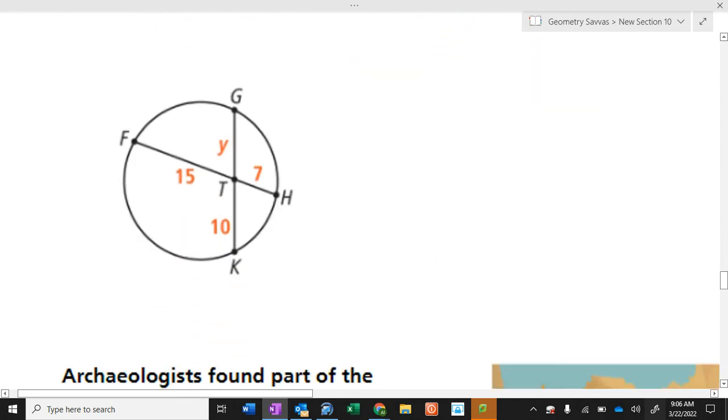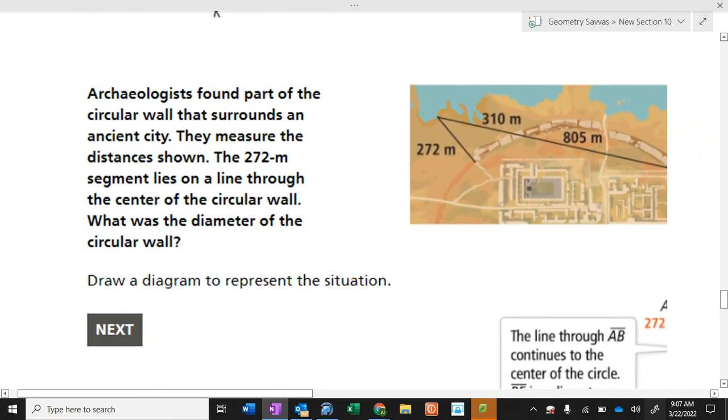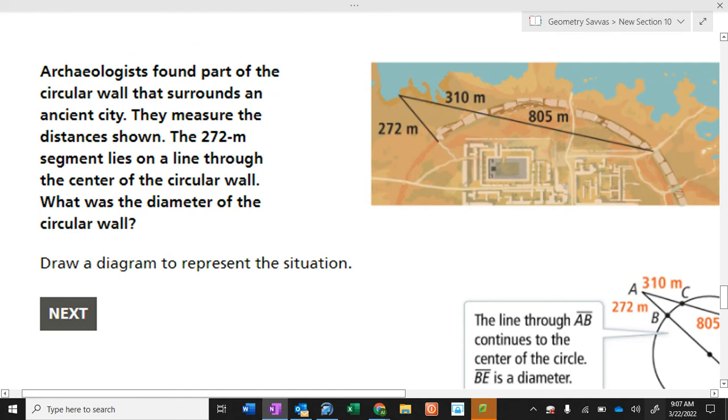So how do we figure out y? What times what equals what times what, Max? Exactly. Okay, so 10y equals 105, divided by 10, y equals 10.5.